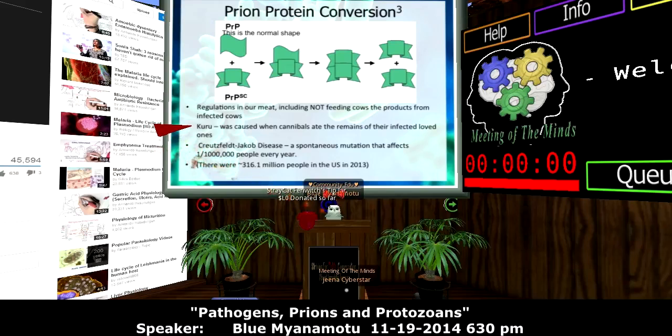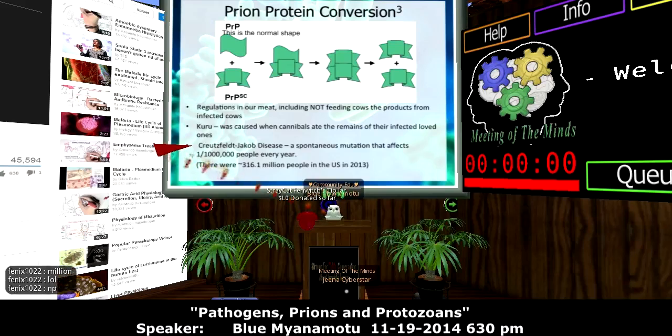I'm going to butcher the pronunciation here. I believe it's pronounced Creutzfeldt-Jakob's disease. It affects one in a million people each year, and this is actually a mutation. It's genetic.